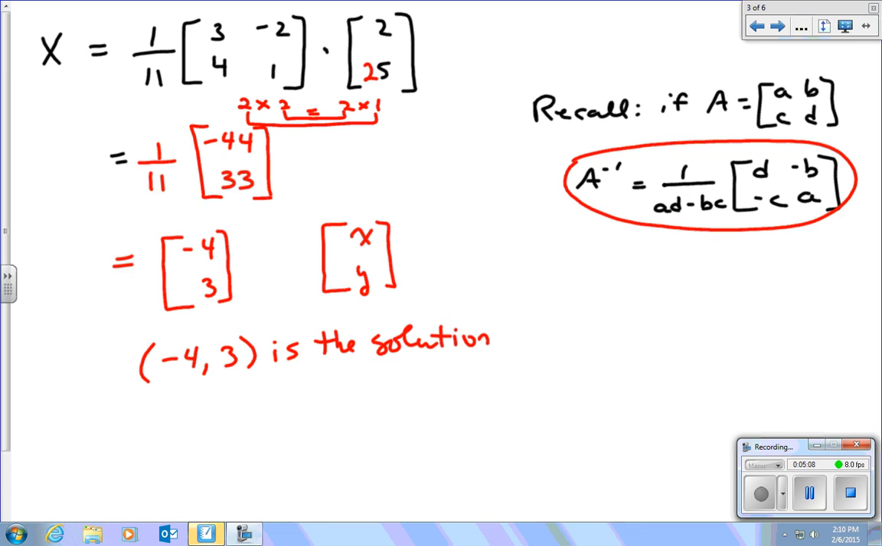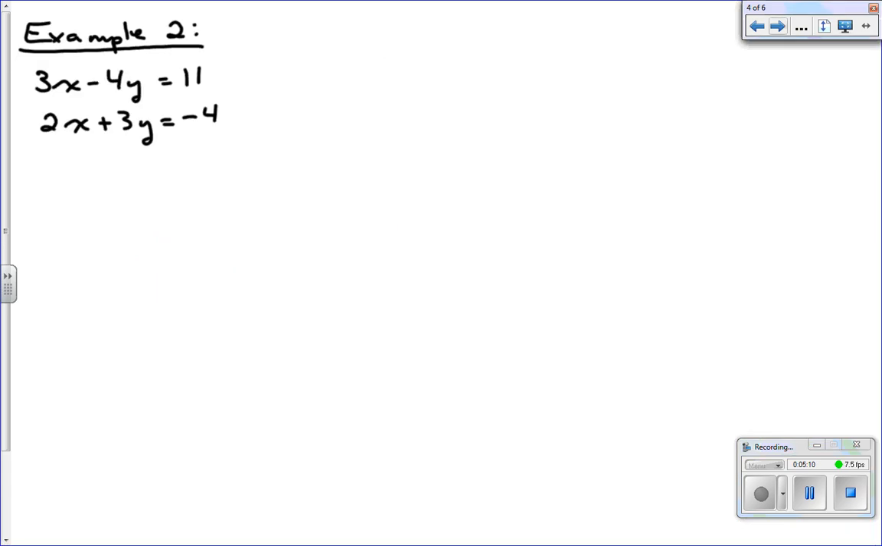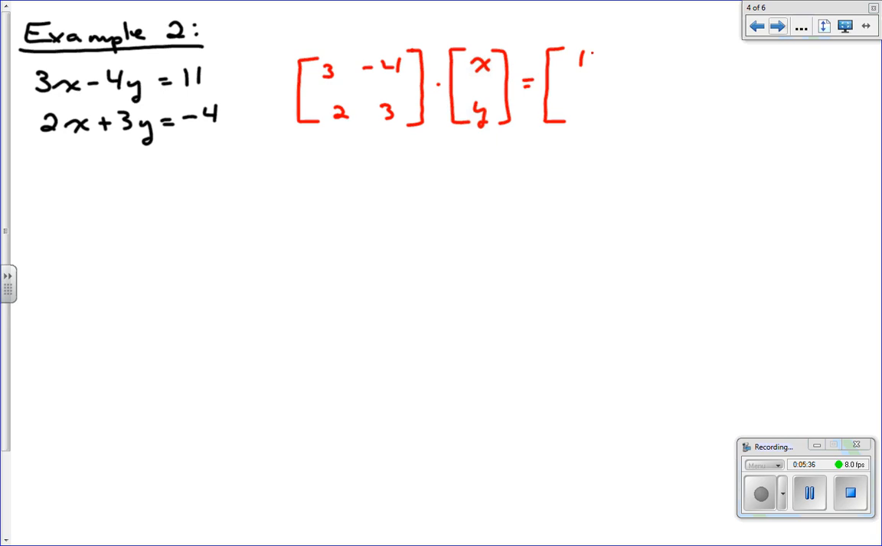Okay, so let's look at one more example doing this. Here's a 2 by 2 system of equations. So let's turn that into a matrix equation. Our matrix A will be 3, -4, 2, and 3 times X, Y equals 11 and -4. So there's our matrix equation in the form of A times X equals B.